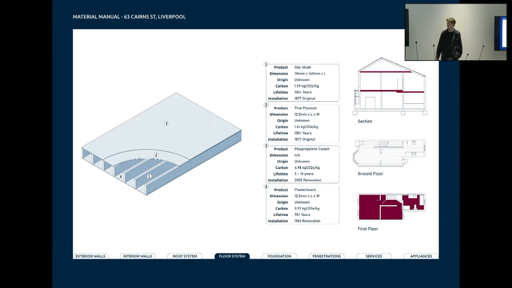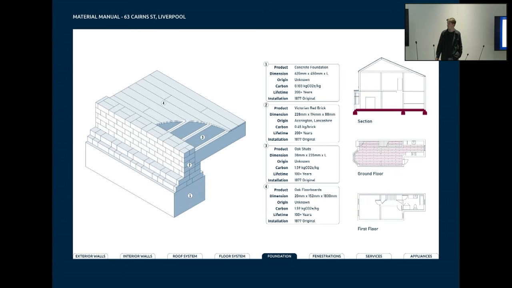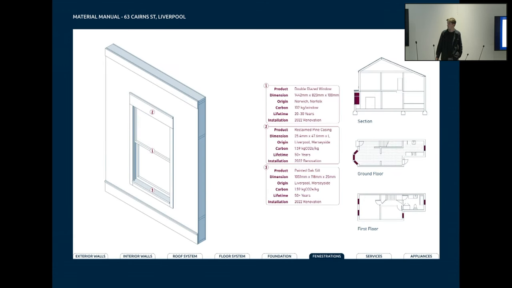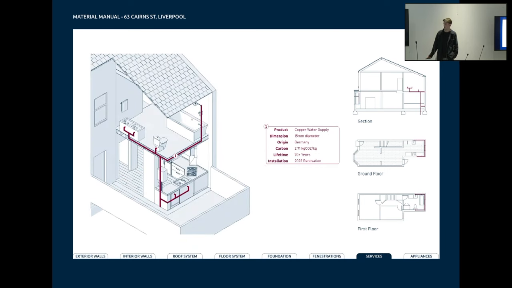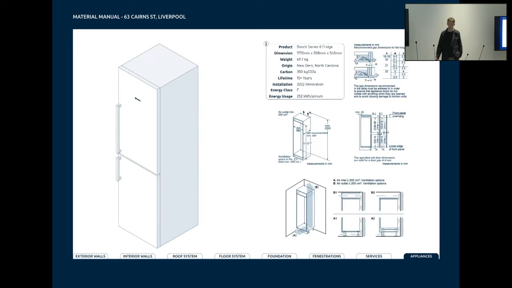These are just a few more example slides of the types of drawings that you can see in a material manual. The location of services, such as water supply lines, would also be clearly identified to enable more efficient and effective troubleshooting and repairs. Details about individual appliances, including warranty information and repair instructions, would be included as well.